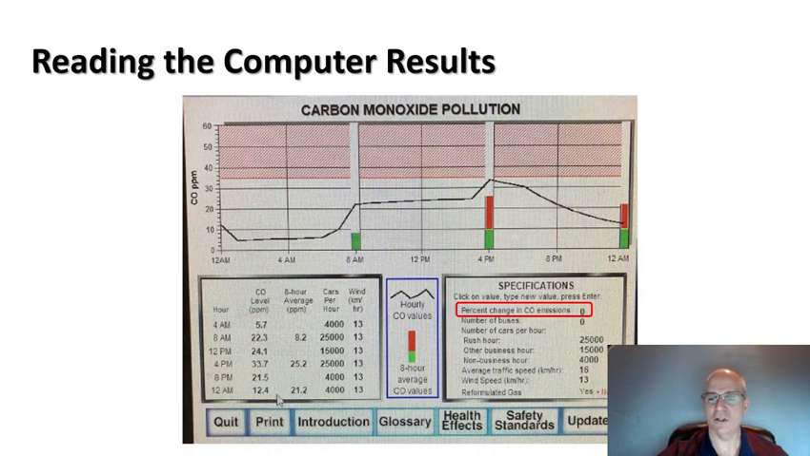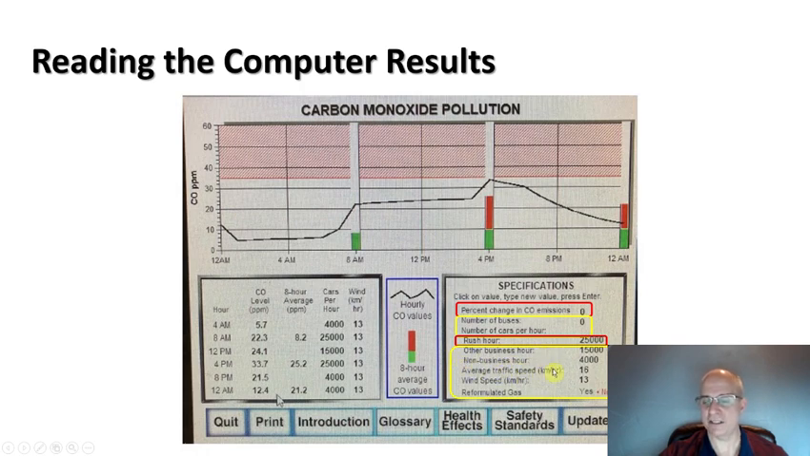If you look in the lower right-hand corner where it says specifications, here's where you would be changing the different factors if we were actually doing this in a computer lab. So you could change the amount of carbon monoxide up or down as a percent. We can change the number of cars, the number of buses per hour, the number of cars on the road during rush hour, and the number of cars in other business hours.